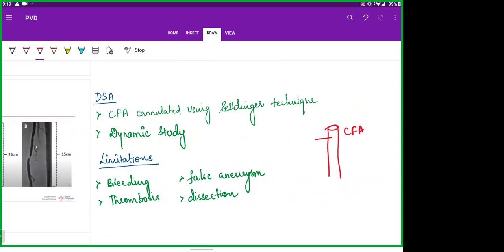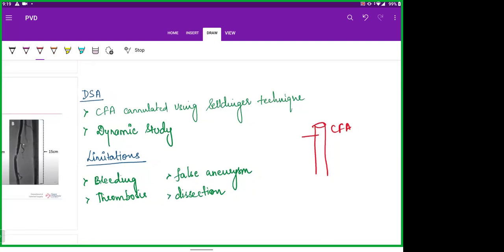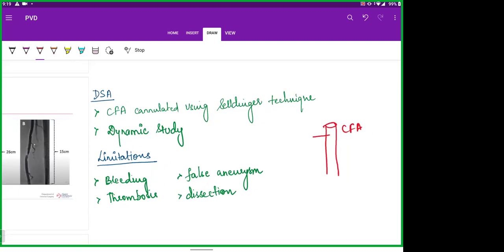These images are digitalized into the computer system, and the background, that is the bones, soft tissues, and all the other things, are subtracted. So technically, when you subtract, the vascular part of that sequence will be seen. And another thing here is it is generally planned to do a DSA when you're combining with an interventional procedure.